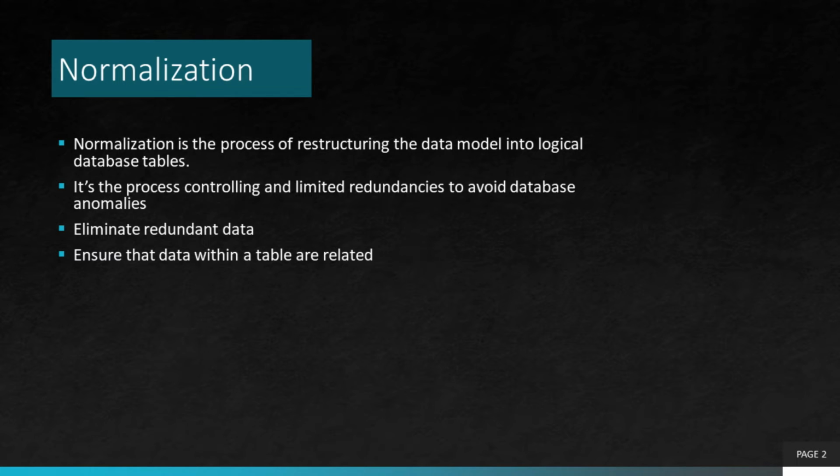So when I say anomalies, I'm particularly referring to update, delete, and insert anomalies. It also ensures that data within a table are related. So in a customary table, you cannot have product data unless, for example, it's a foreign key. So now we're going to be taking a brief look at functional dependencies.